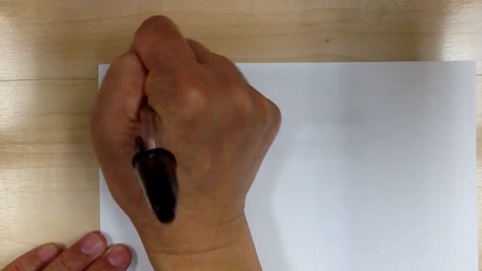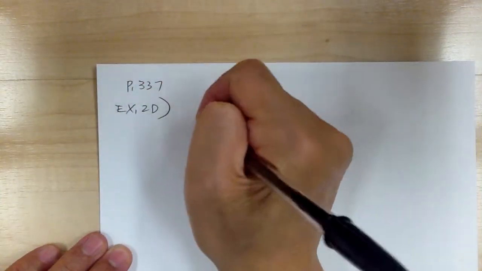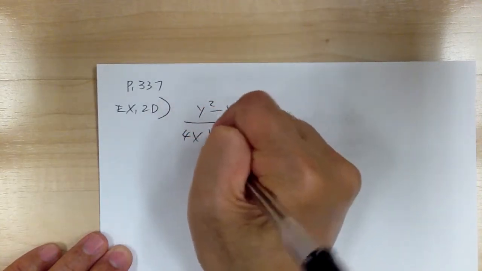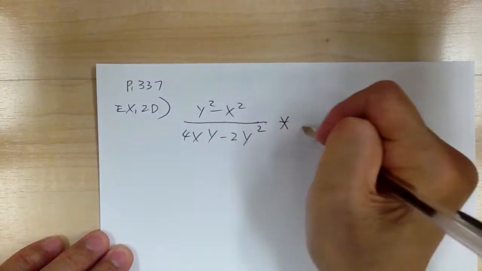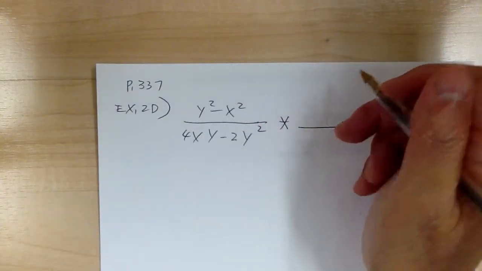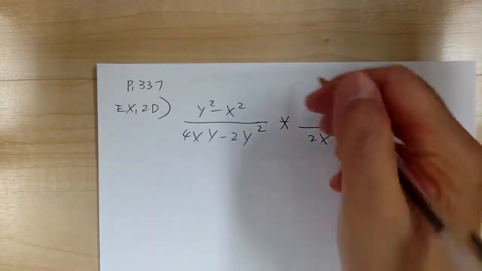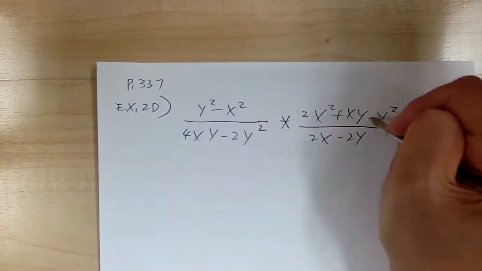Okay, let's go to example 2D. You got y squared minus x squared over 4xy minus 2y squared. And you have division, so I'm going to change it into multiplication. Change into multiplication and you switch, you make it upside down. So 2x squared plus xy minus y squared.